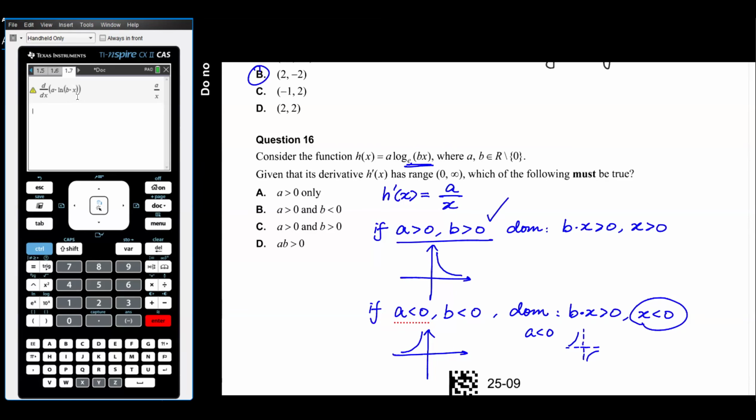So basically, we can have either both positive or both negative. Therefore, what we can say must be true should be option D, because we can't tell which case. Okay? So basically, that's question 16.